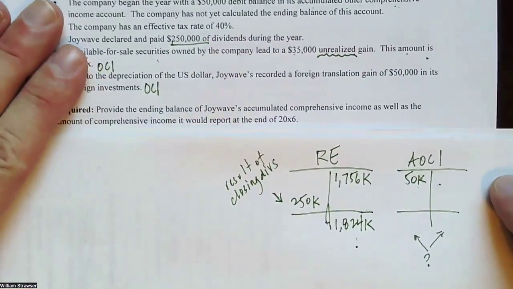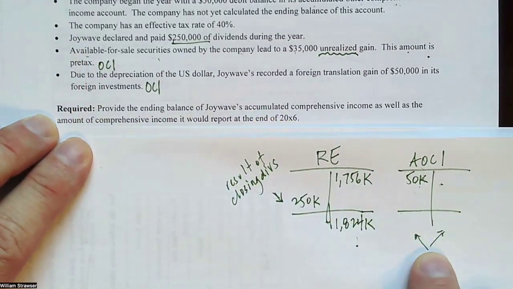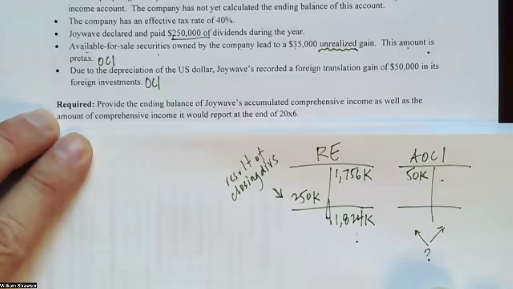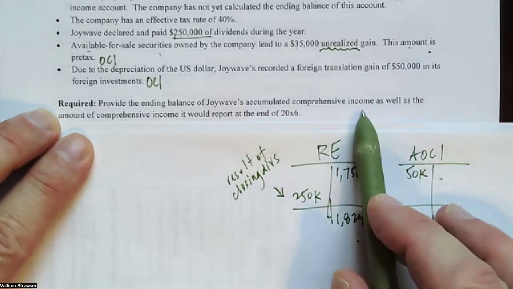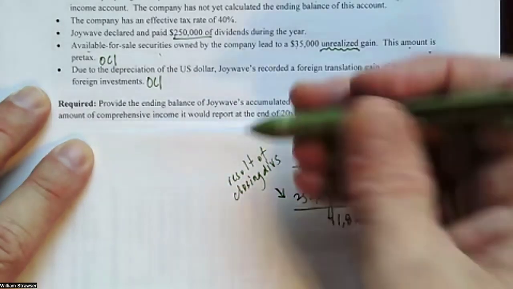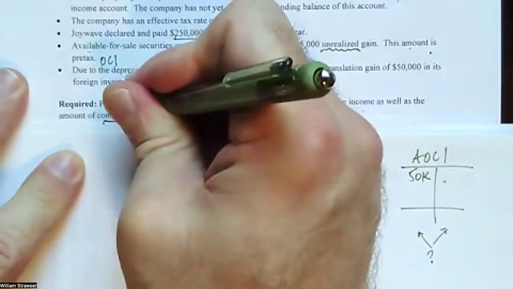So what does it want from us? It wants us to provide the ending balance of the accumulated other comprehensive income. So we need to figure out what that is. And then we need to figure out the amount of comprehensive income. So it's important that you understand the difference between that AOCI balance and this, which is just asking me for CI.